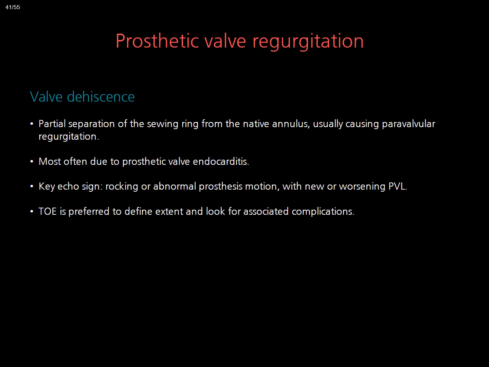Dehiscence means the sewing ring has partially separated from the annulus. It usually presents with paravalvular regurgitation and abnormal prosthesis motion. A rocking prosthesis, especially with a new leak, should raise strong concern for endocarditis. TOE is the best test to confirm dehiscence, define its extent, and look for periannular complications.